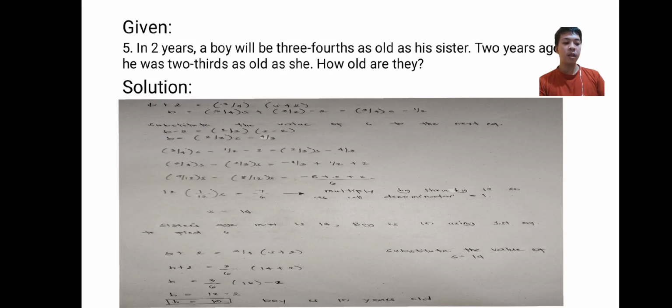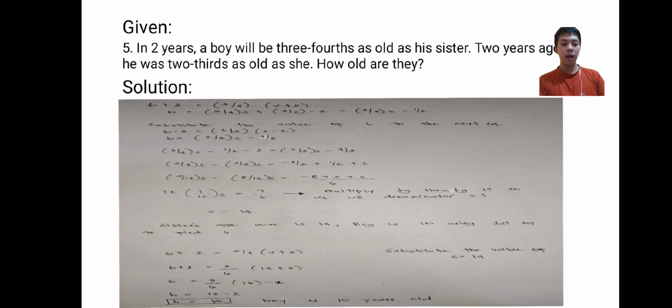Substitute the value of b to the next equation. b minus 2 is equal to 2/3 times s minus 2. b is equal to 2/3 s minus 4/3. So 3/4 s minus 1/2 is equal to 2/3 s minus 4/3 plus 2. 3/4 s minus 2/3 s is equal to negative 4/3 plus 1/2 plus 2.